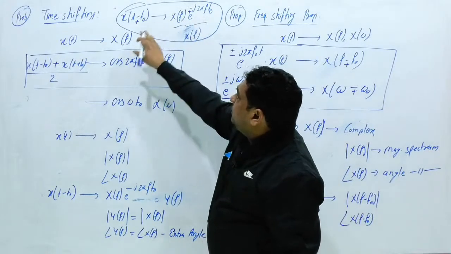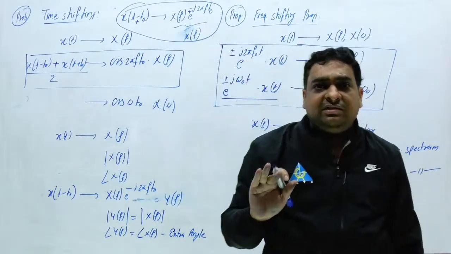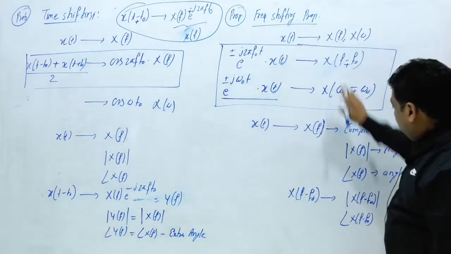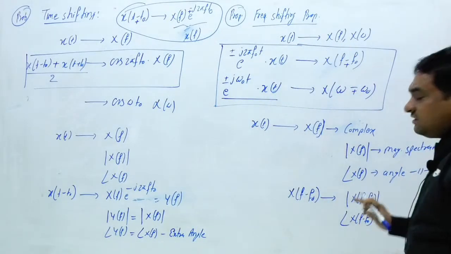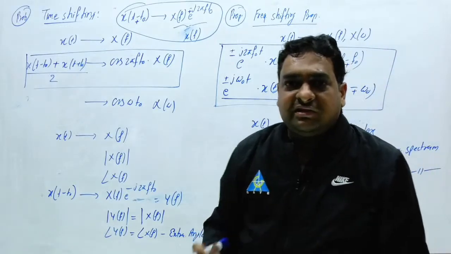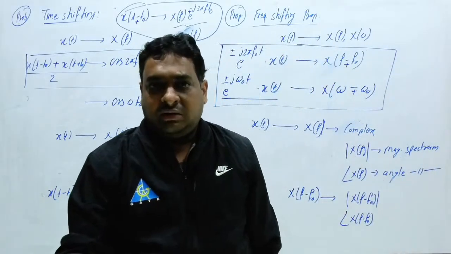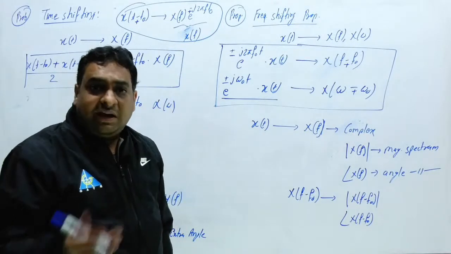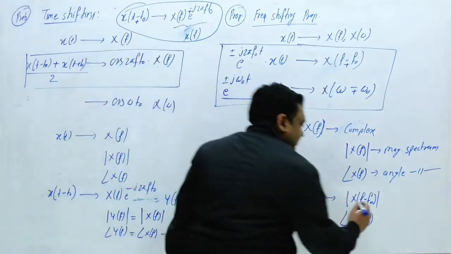After time shifting property, magnitude spectrum is same but phase spectrum is different. Here if I want to ask you, this X(f) and this mod of X(f minus f0), both signals are different. So magnitude spectrum will be different. So this is different.